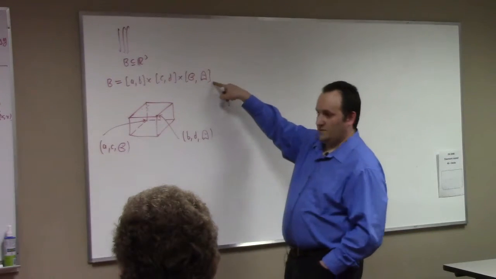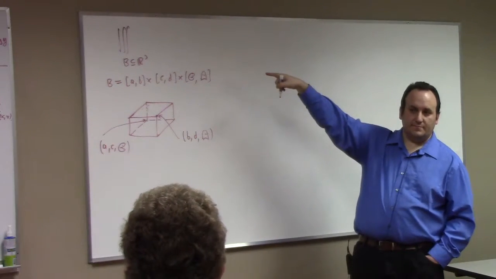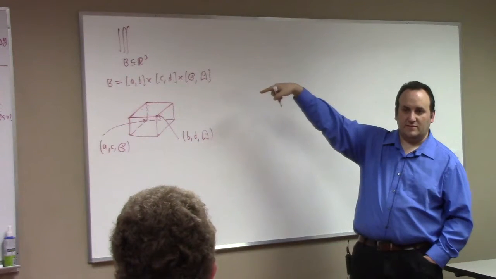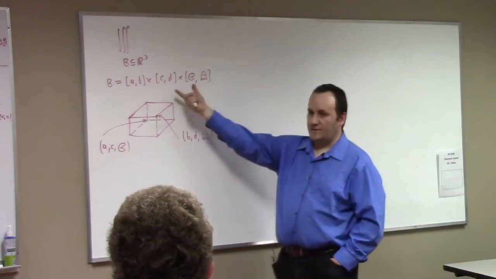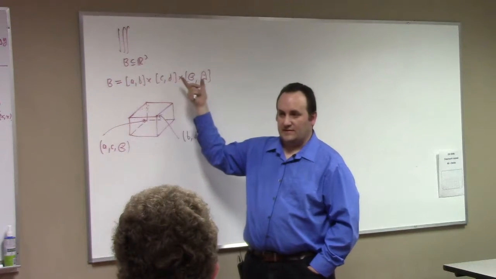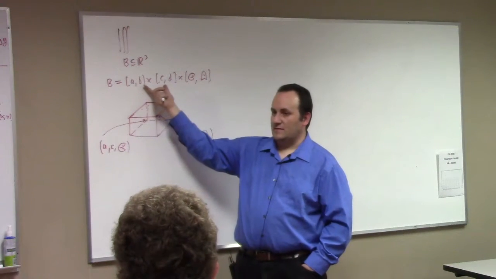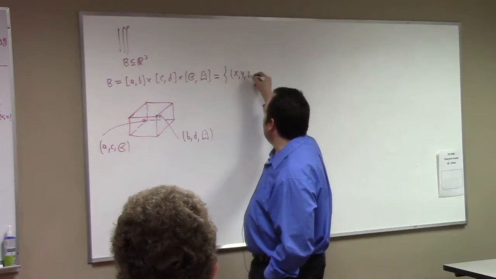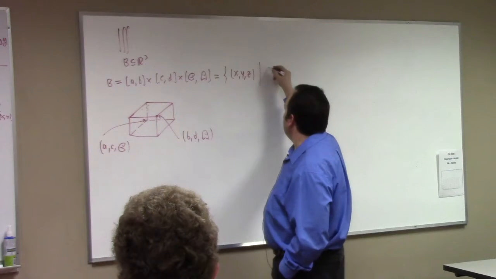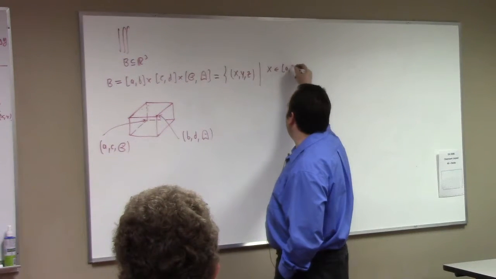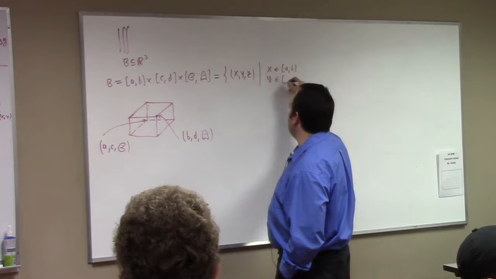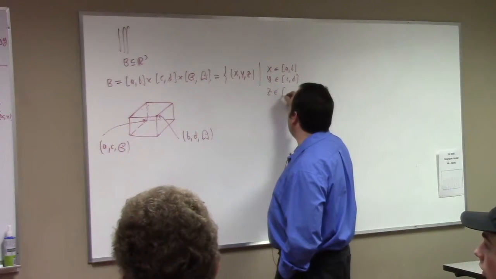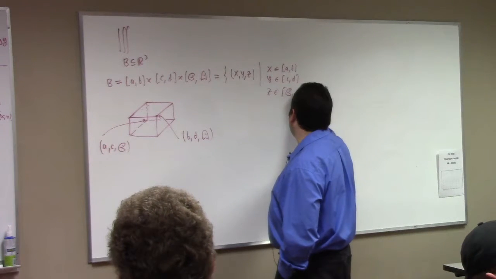I know you guys are not used to this Cartesian product notation. That's why I'm emphasizing what it means. This is a way of putting sets together to make a related set. So what this means is this is specifically the set of x, y, z such that x is in [a, b], y is in [c, d], and z is in [Pac-Man, Ghost]. All right?